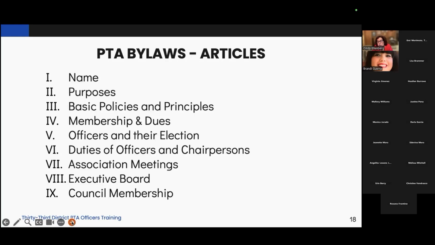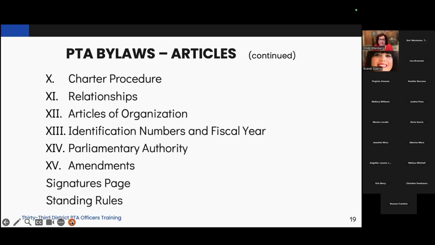And Article 9 is your council membership, which is the representation at council and how many additional delegates are elected in addition to the president that would represent your unit at your council. Article 10 is the charter procedure. It basically defines what good standing is for a PTA and details what happens when there's a charter withdrawal, your PTA charter. Article 11 is the relationship with national and state PTA, and basically says that your bylaws of this association cannot be in conflict with the bylaws of national and state PTA.